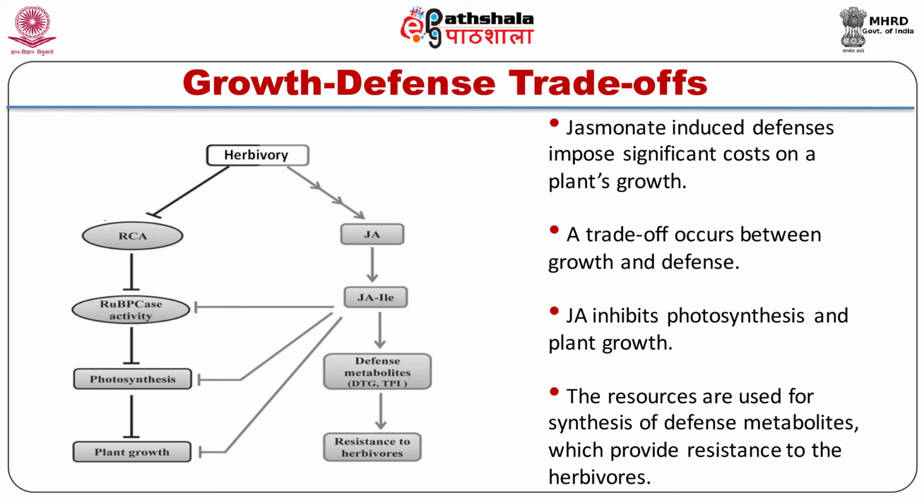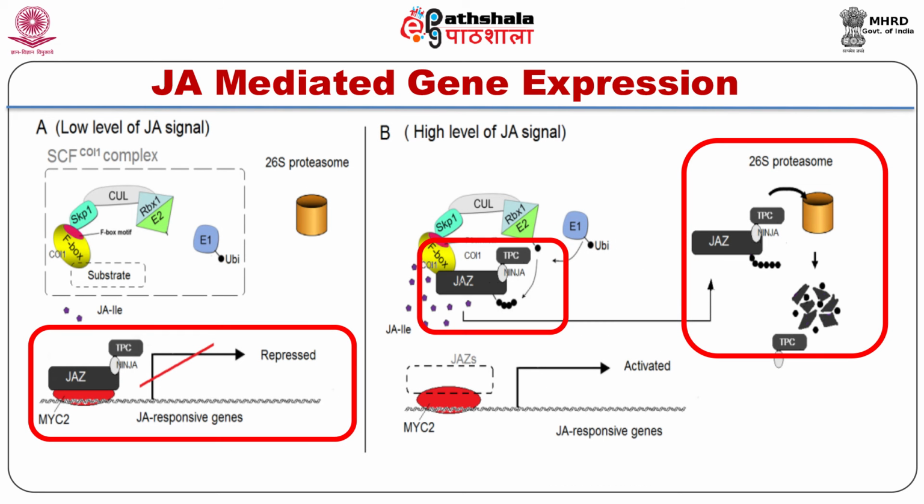Jasmonate-induced defenses impose significant costs on plant growth. Jasmonates inhibit photosynthesis and plant growth. The resources are used for synthesis of defense metabolites which provide resistance to the herbivores. Now, we will see the mechanism by which jasmonates regulate gene expression.